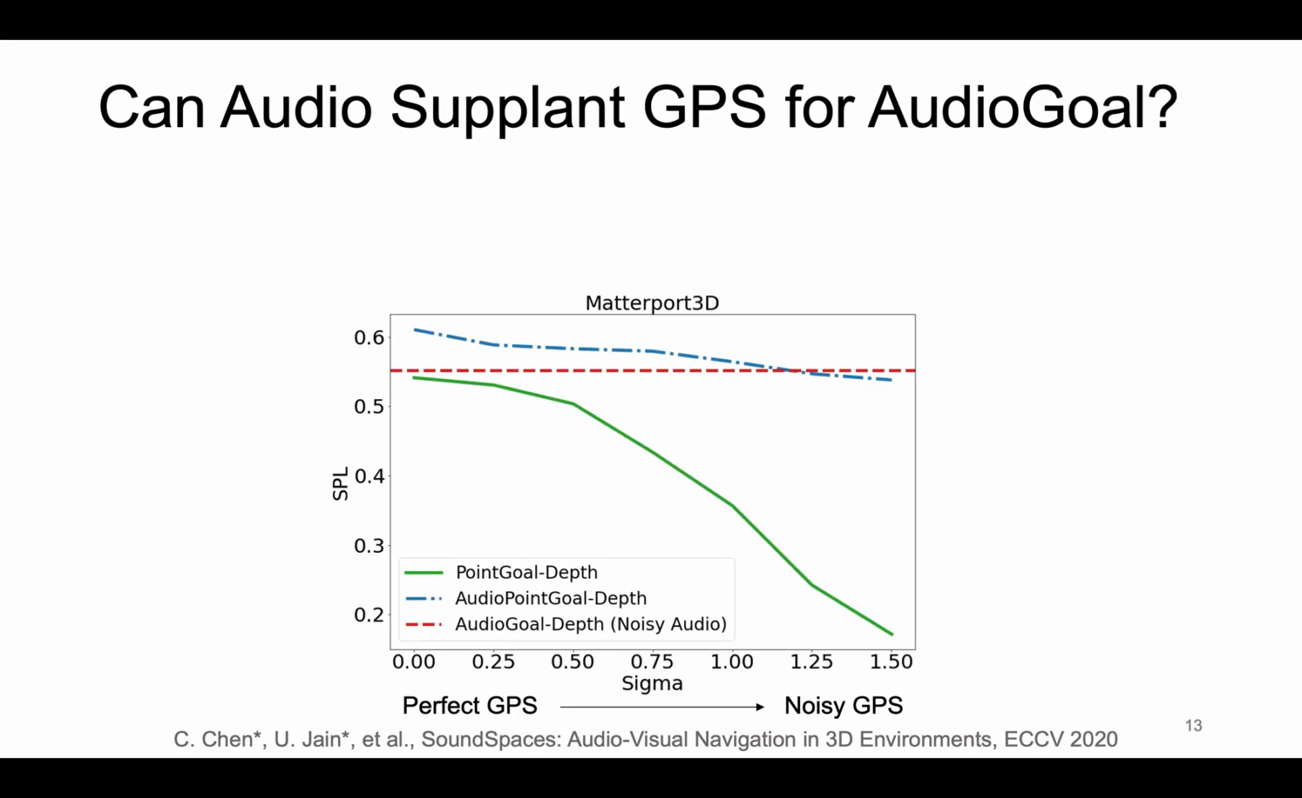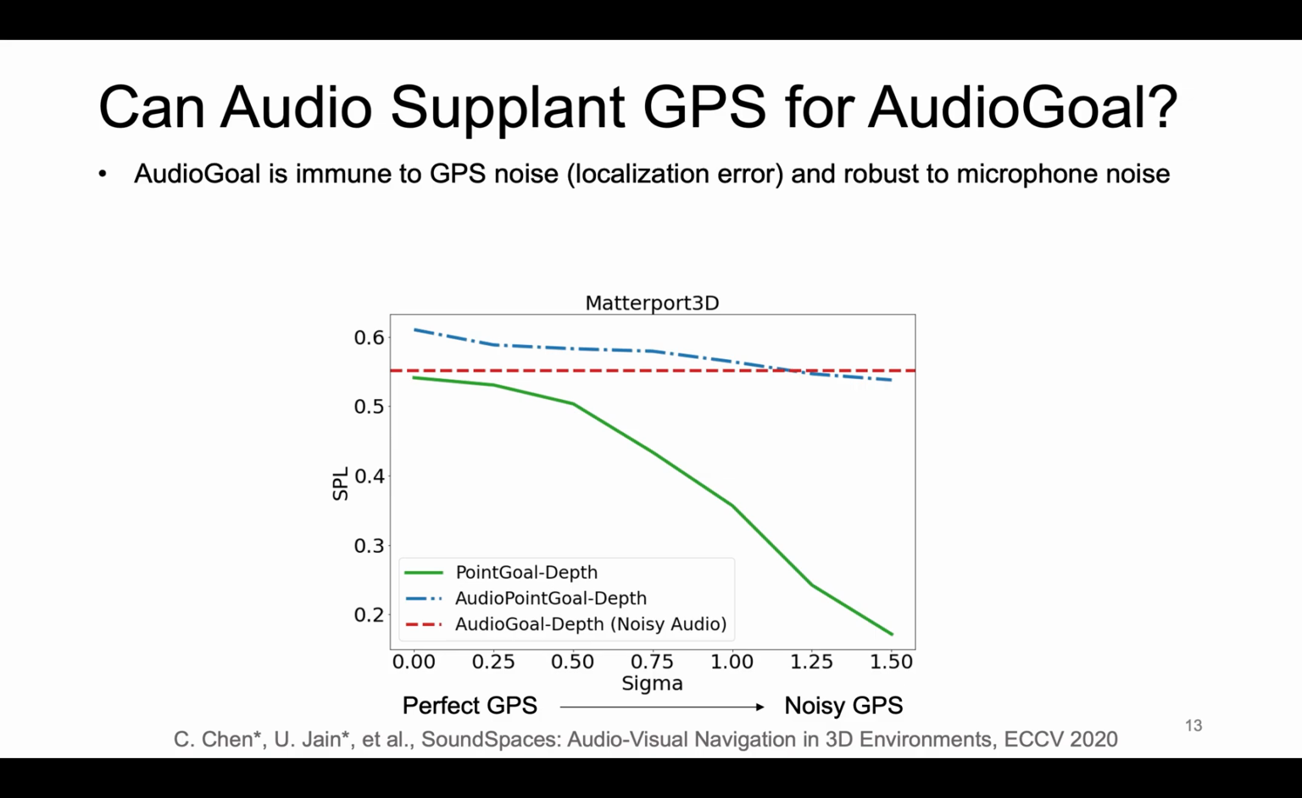Next, we explore the extent to which audio supplies the spatial cues available from GPS sensing during audio-visual navigation. This test requires comparing point goal to audio goal, as we know the GPS noise or localization error often accumulates as the agent moves. In these two figures, we plot the performance of each model under audio noise and varying degrees of GPS noise. We see that audio is by definition immune to GPS noise and is very robust to microphone noise. Furthermore, audio point goal degrades much more gracefully than point goal in the face of GPS noise.